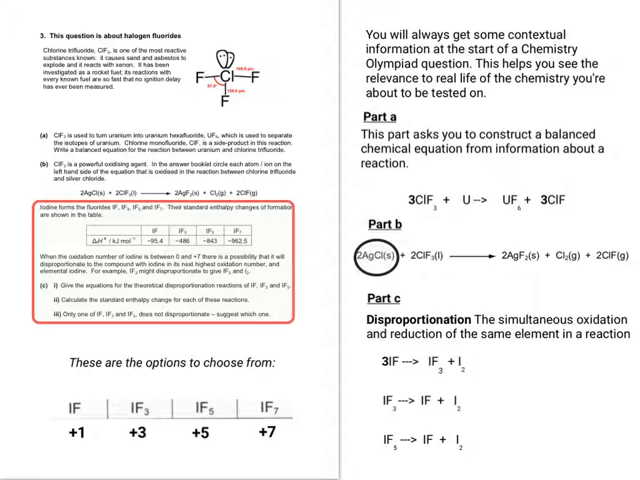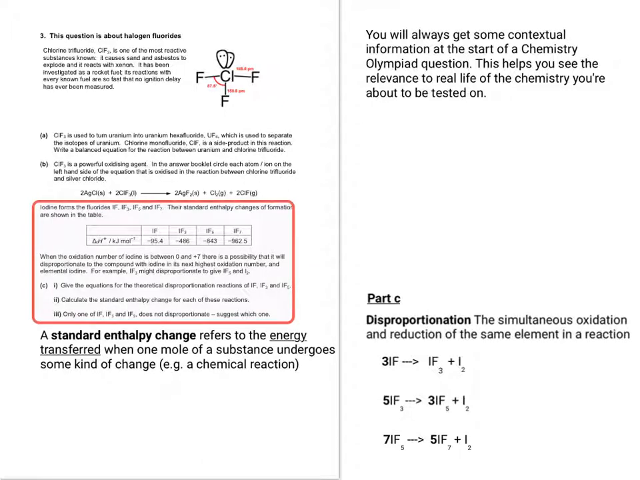Now in IF3, the next oxidation number up for iodine is +5 in IF5, which gives us 5IF3 going to 3IF5 plus I2. So the next one shouldn't be too difficult. Going from +5 to +7 gives you 7IF5 giving you 5IF7 plus I2.